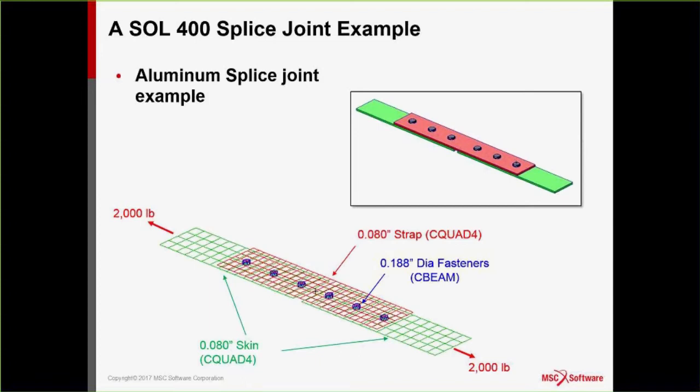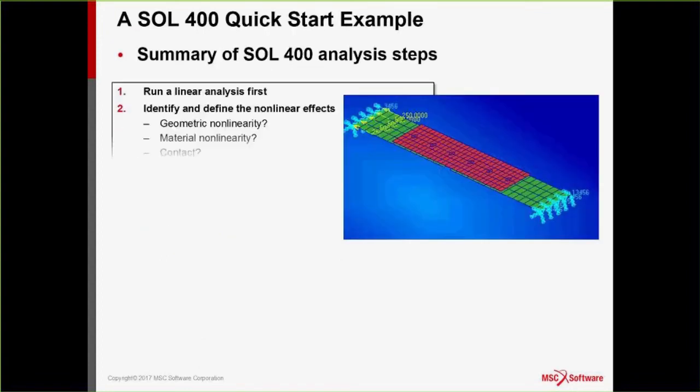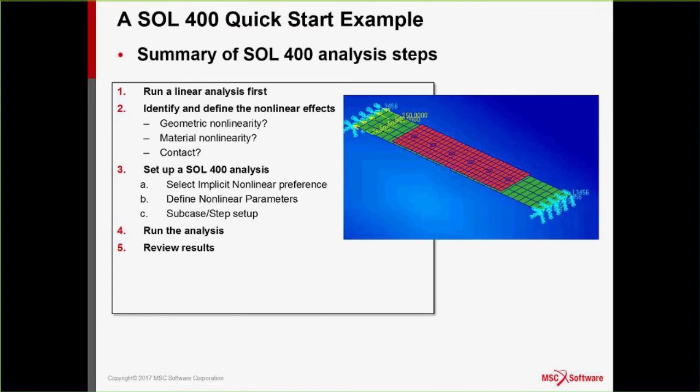So we could have used CFAS as well, and you notice between the red mesh and the green mesh, the mesh densities are different, so the nodes don't all line up. Okay, so let's go ahead and talk about what we're going to go through. I'm going to take this problem first and run a linear analysis. Then we'll go through and identify each type of potential nonlinearity in the problem, and then we'll show you how to finish setting up the Solution 400 analysis, and we'll review the results.